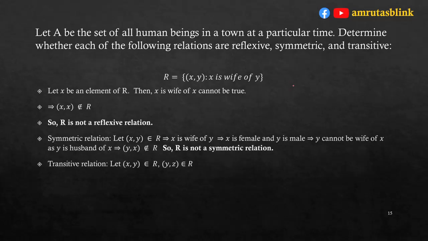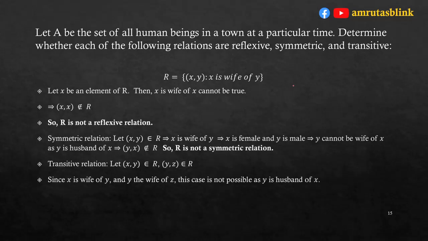Moving to the third condition, transitivity. Let (x, y) belong to R and (y, z) also belong to R. Now what do we mean by (x, y) belongs to R? It means x is a wife of y. Similarly, if (y, z) belongs to R, then we have to say that y is also a wife of z.